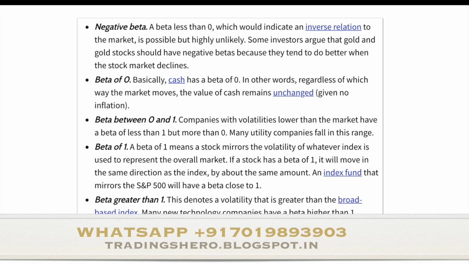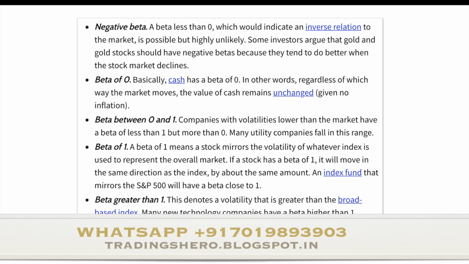Okay, so a beta of 1 means a stock mirrors the volatility of whatever index is used. That means, let's say a stock has a beta of 1.2 or 1.3, as I showed you in the example of BPCL. So if our Nifty moves 1%, even the stock will move 1%. If our Nifty moves 2%, the stock will also move 2%. So that's the use of a beta.